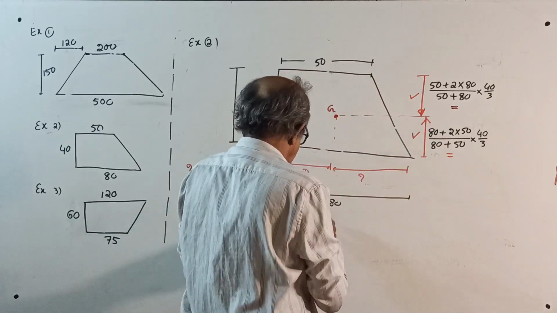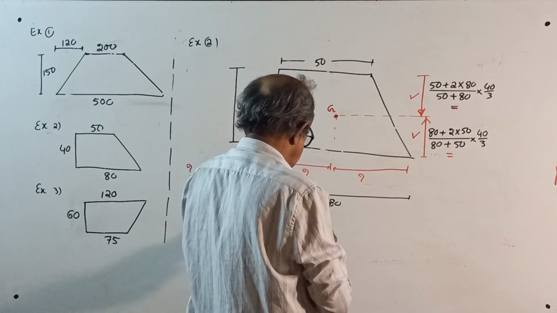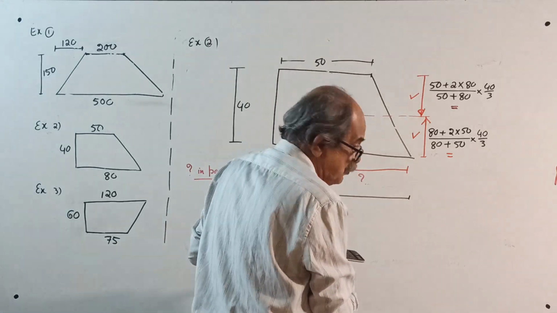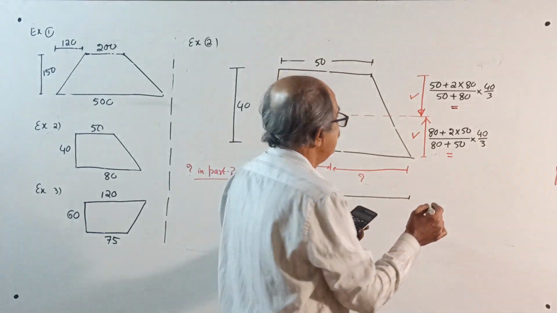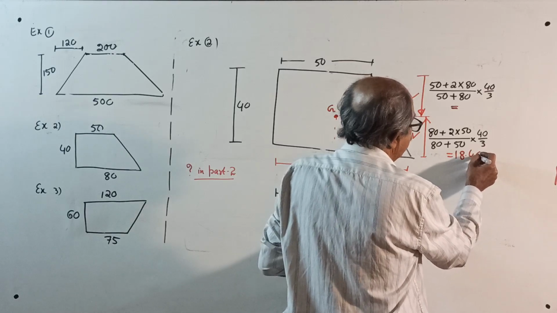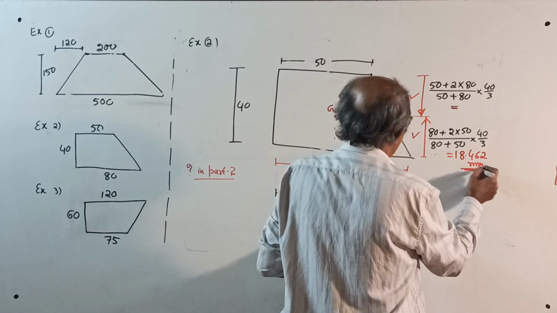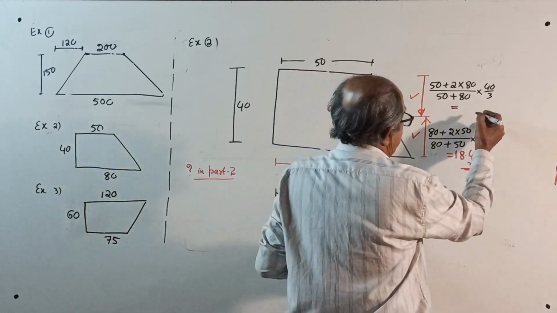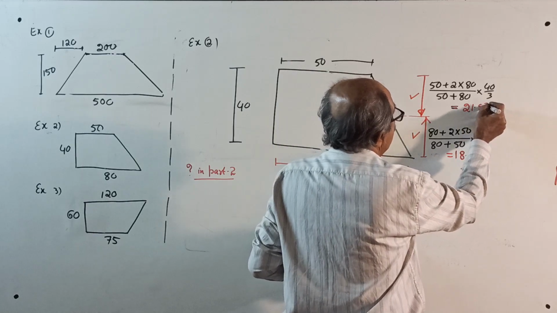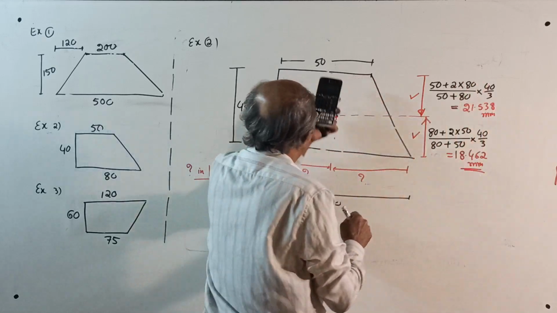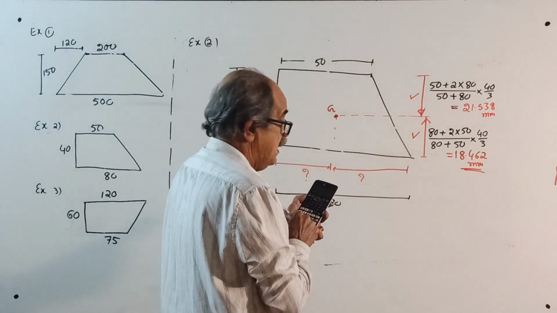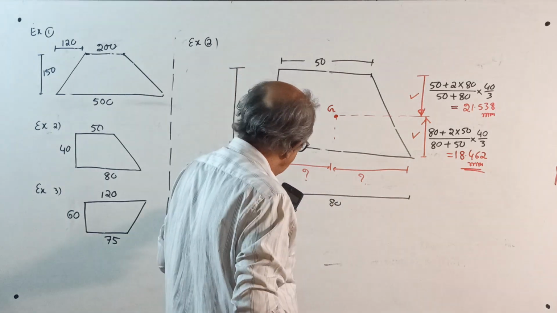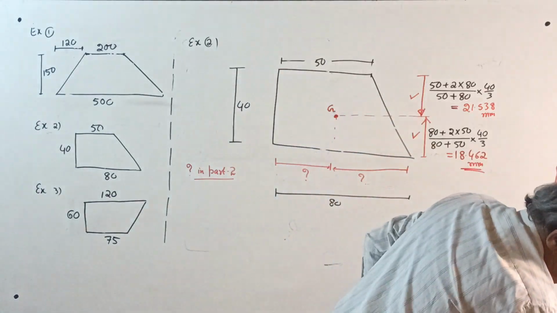80 plus twice of 50 divided by 80 plus 50 into 40 divided by 3 is 18.462. I am writing for third decimal accuracy. 18.462 millimeter, because this is all millimeter. That distance has to come as 40 minus 18.462, which is 21.538 millimeter. Anyway, no cheating. I will calculate. As a check, 50 plus twice of 80 divided by 50 plus 80 into 40 divided by 3 is 21.538. Perfectly tallying. Okay, done.